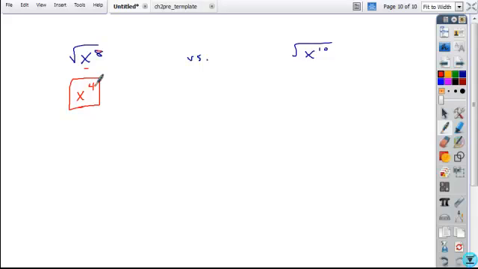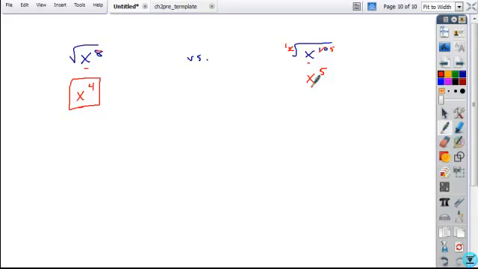But compare that to what happens in the square root of x to the 10th. Again, you can either pull out groups of 2, or you can cancel. Our index of 2 goes into 10, 5 times. So this reduces to x to the 5th. If we look at the original form, if x is a negative and we take it to a power of 10, that becomes a positive, which we can then square root to get a positive value. So it is possible, again, for x to be a negative number.